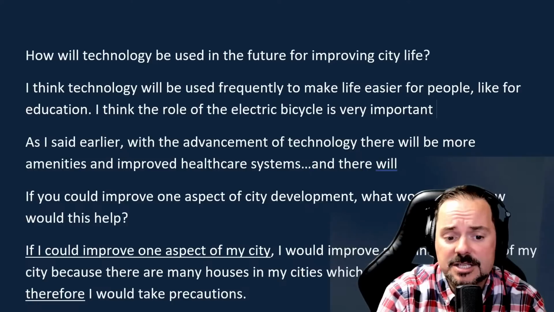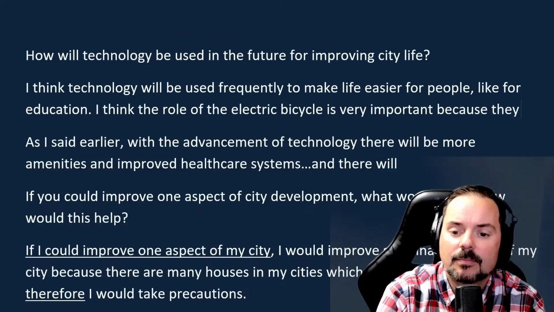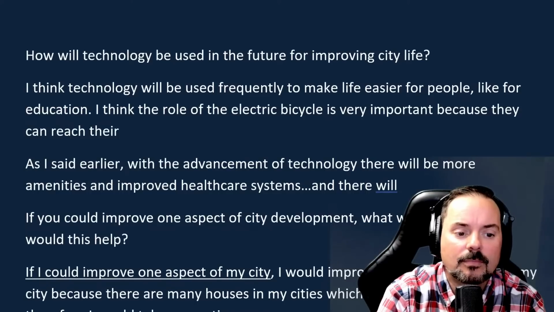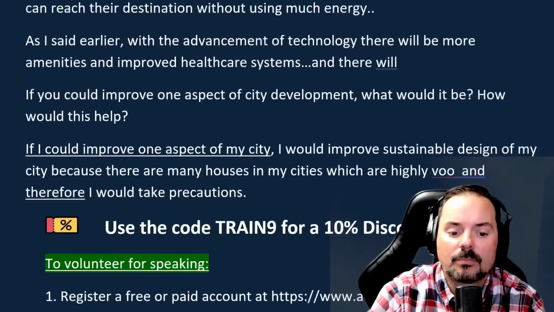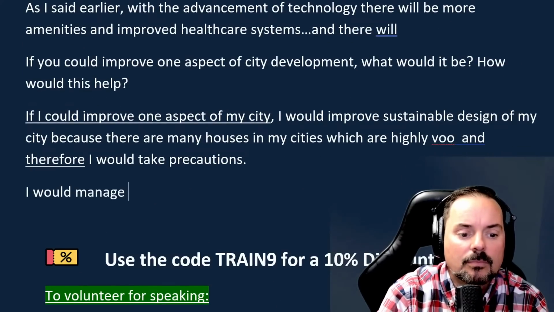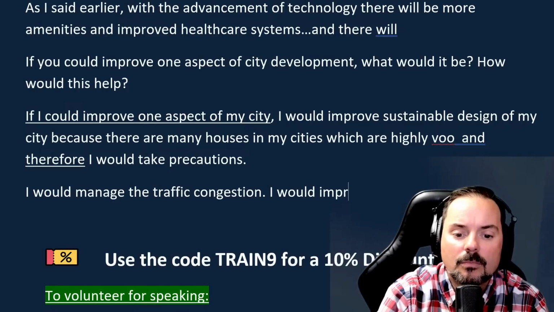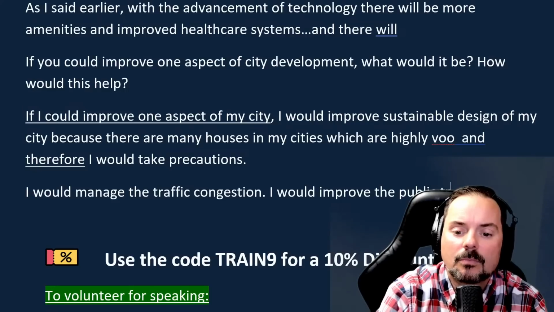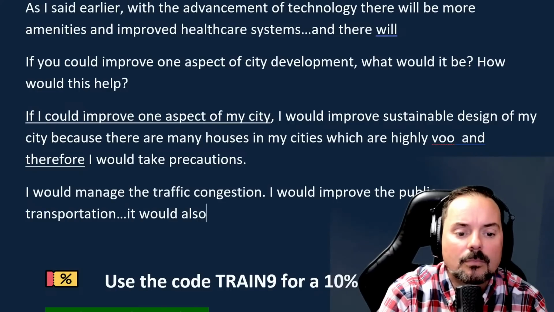If you could improve one aspect of city development, what would it be? That's a tough question. Let me think for a while. I think if I have a chance to improve one side of city development, I would like to manage the traffic congestion because traffic congestion is the most crucial problem in the city. Maybe I would like to improve the public transportation that can manage the capacity of 15 to 20 people, and it can also reduce the air pollution without using private transportation like cars or motorcycles.